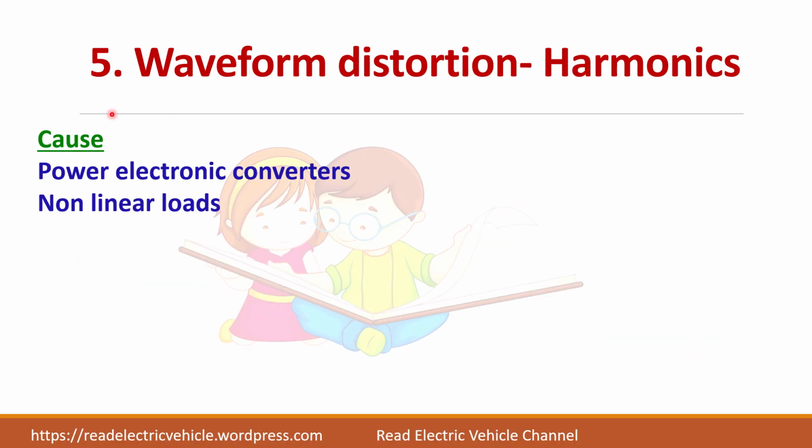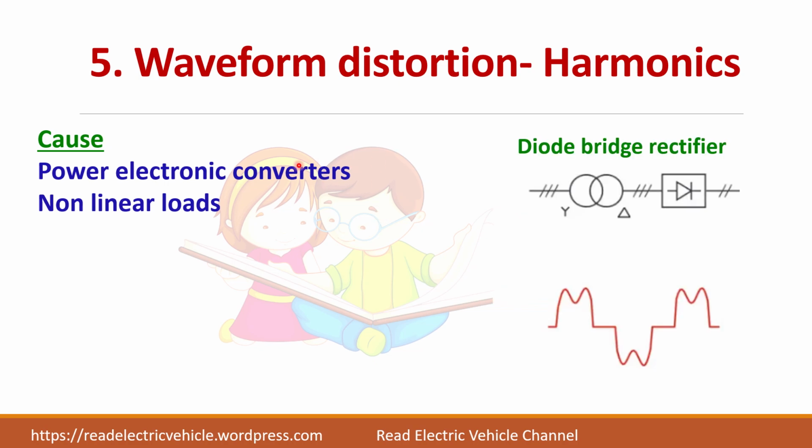So what are the reasons for harmonics? Major reason is the nonlinear load or power electronics. All power electronic converters are the major source of harmonics. For example, if you take a diode bridge rectifier, the source current, if you see, it will be like this only. So it is going to pollute the grid. Whenever you use nonlinear load, it is going to pollute the grid.